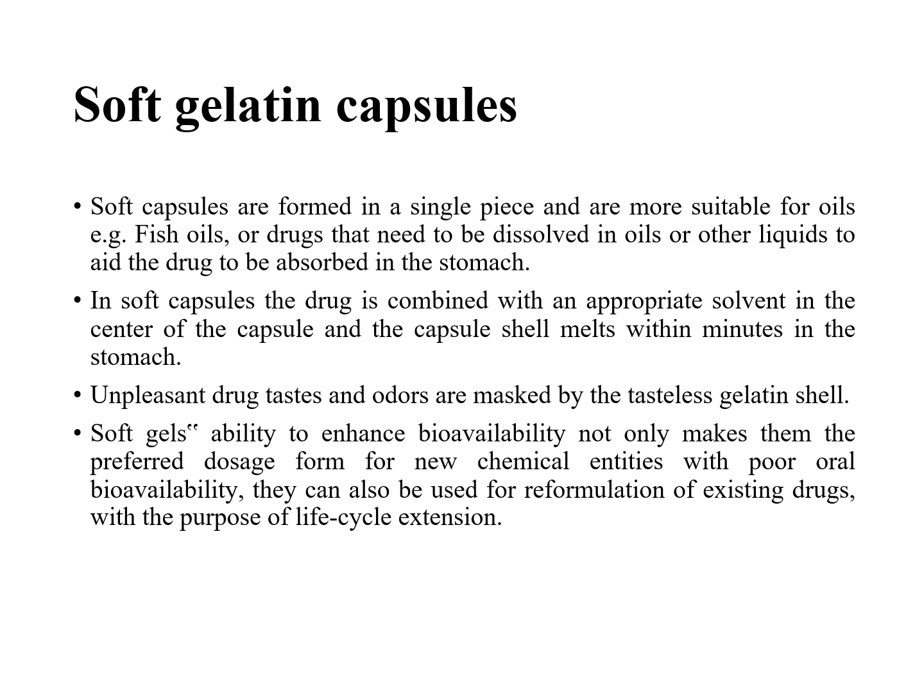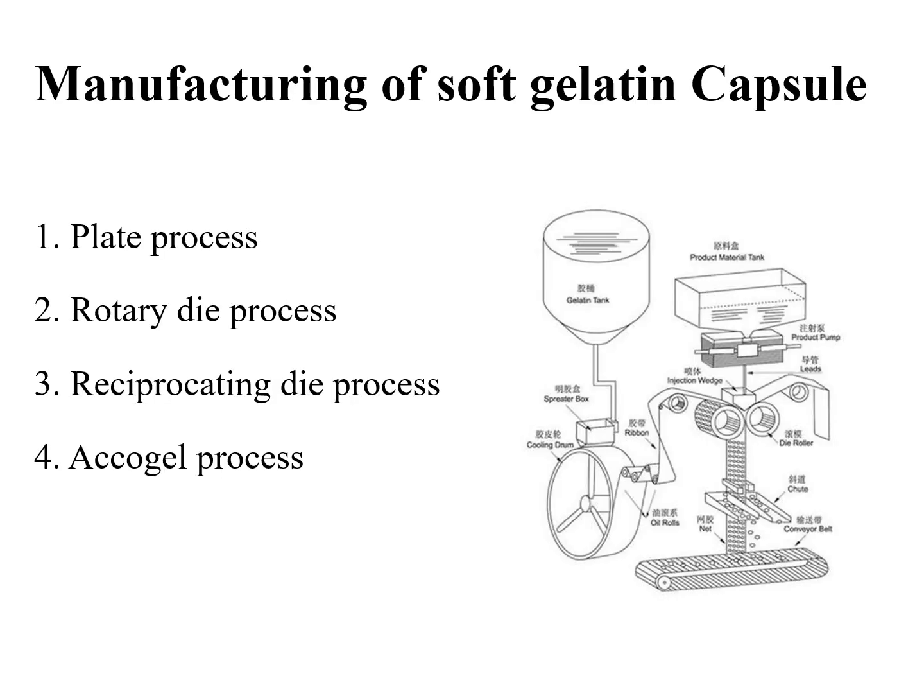Unpleasant drug taste and odors are masked by the tasteless gelatin shell. Soft gel's ability to enhance bioavailability not only makes them the preferred dosage form for new chemical entities with poor oral bioavailability, they can also be used for reformulation of existing drugs with the purpose of life cycle extension. Some of the manufacturing processes for soft gelatin capsules are the plate process, rotary die process, reciprocating die process, and Ecogel process.